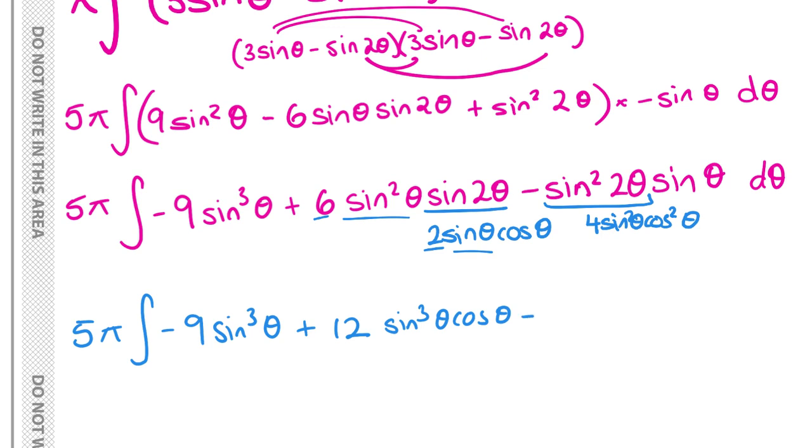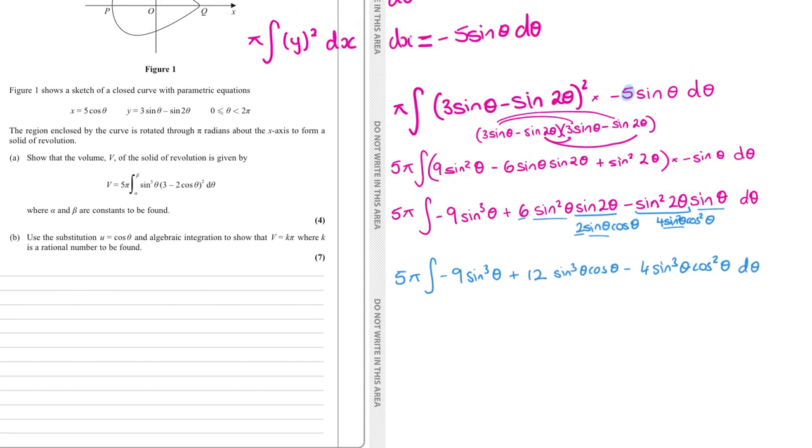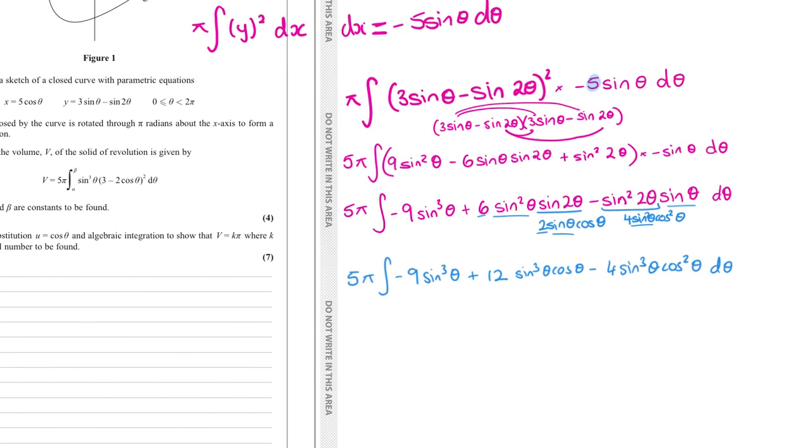Then minus 4 sine squared theta sine cubed theta cos squared theta d theta. Okay. Now I look back at this, and it says I've got 3 minus 2 cos theta squared, then all multiplied by sine. So let's take out sine cubed because they all have that. 5 pi lots of sine cubed theta. What am I left with?